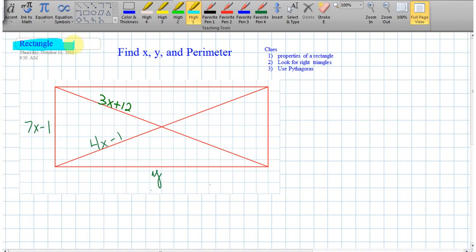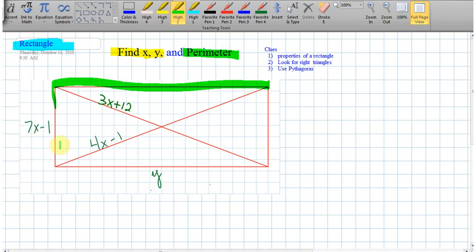All right, so what's the goal here? The goal here is to find x, y, and then the perimeter of the entire rectangle, and that's what we're going to find at the very end. Meanwhile, we have to know what x and y are. So what do we see? Well, there's a lot of geometry going on in here. Let's focus on some of the things that I see.